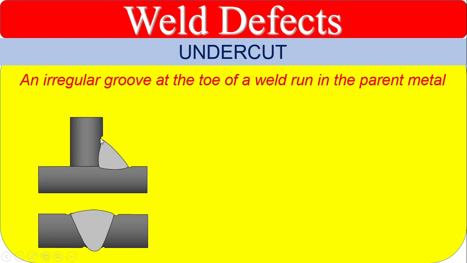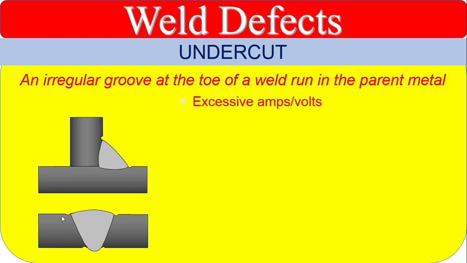So this is called the undercut in the fillet weld. In the same way, you can see in the groove weld, at the toe portion, the end portion is coming downside, and the parent metal is already lost. So that is called the undercut. So why does undercut happen?